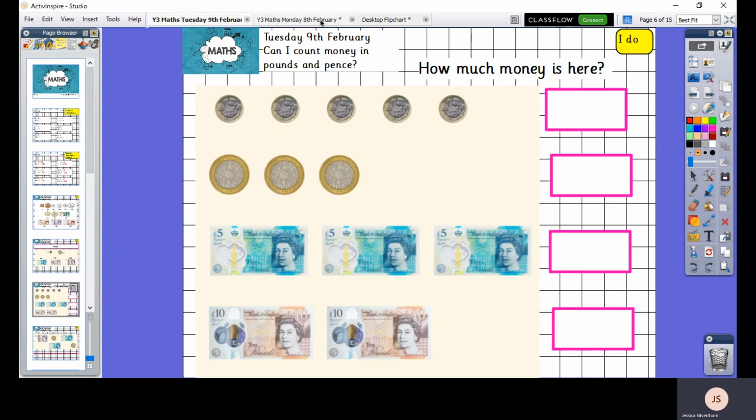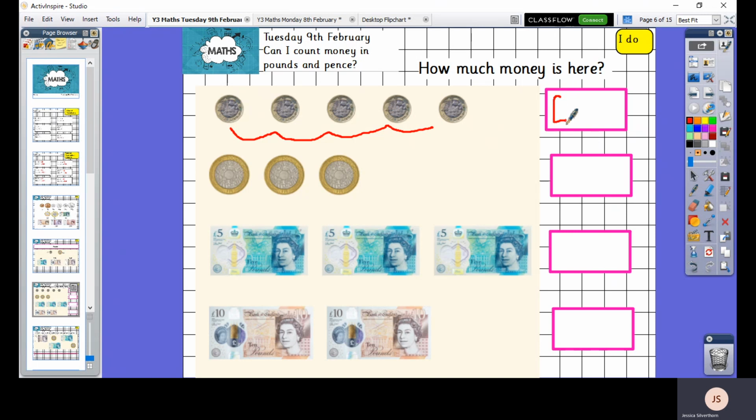So let's see here, we've got some £1 coins here, okay? So when we are counting up £1 coins, oh, that looks like a smiley face. When we are counting up £1 coins, we just count in ones because it's a £1 coin. So let's count them up. I've got 1, 2, 3, 4, £5 here.